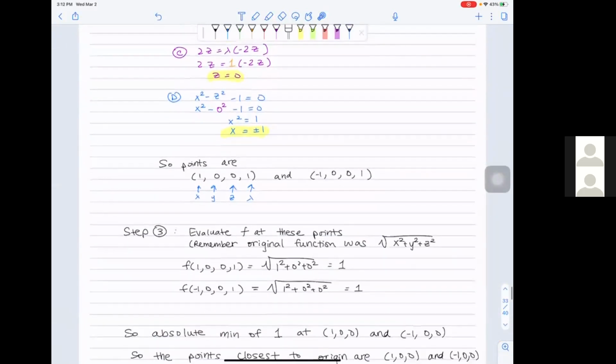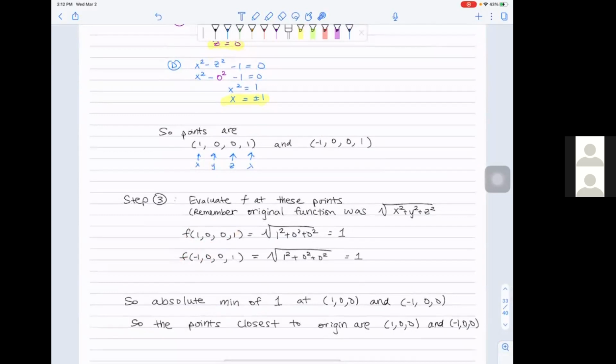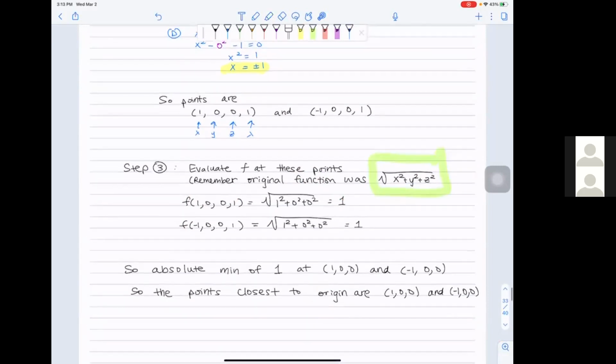The last step is you always plug these 2 points back into your original function. And remember, our original function was this distance one. And it turns out that you get 1 for both. So you have an absolute min of 1 at both of these points. They're both closest to the origin, and they're on your hyperbolic cylinder.